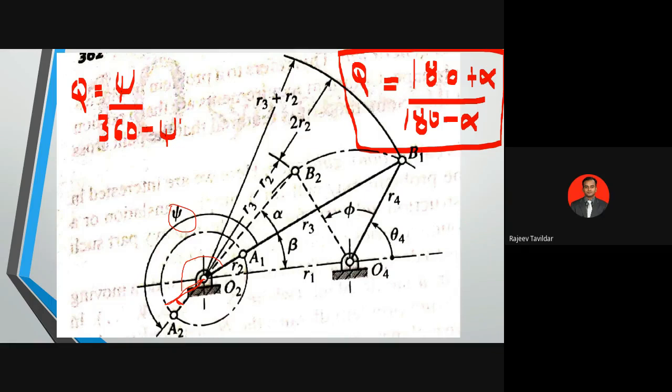And the problem statement would be very simple. Synthesize a crank rocker mechanism when alpha is equal to 20 degrees or alpha is equal to 18 degrees or whatever. So they will be giving you only the value of alpha, or they'll be giving you only the value of Q, based on which we are supposed to construct this entire mechanism. I hope this concept is clear.